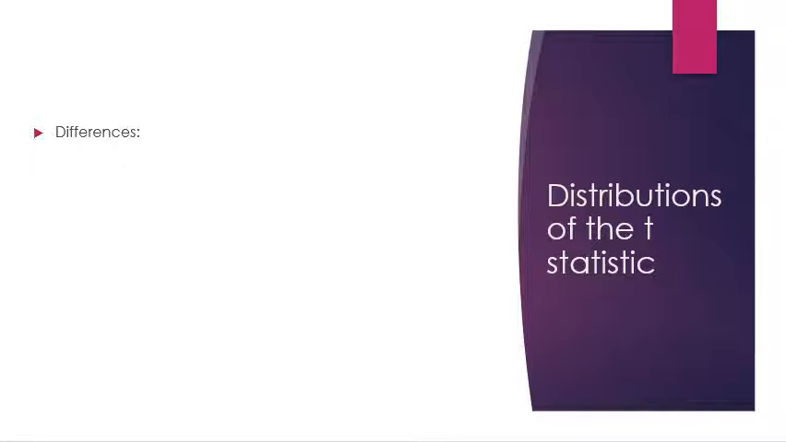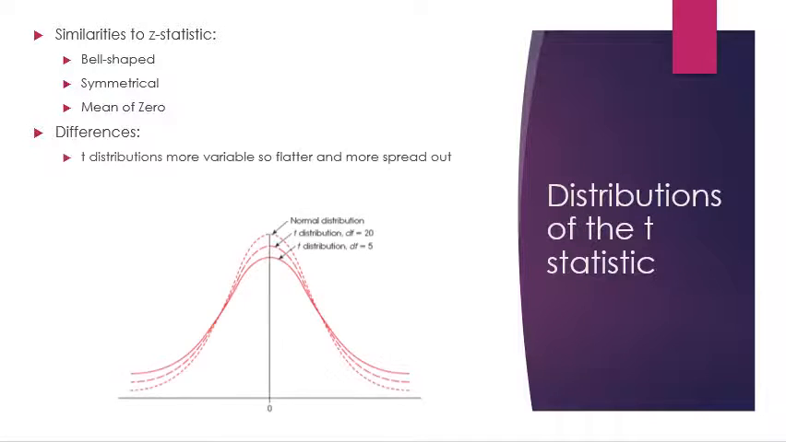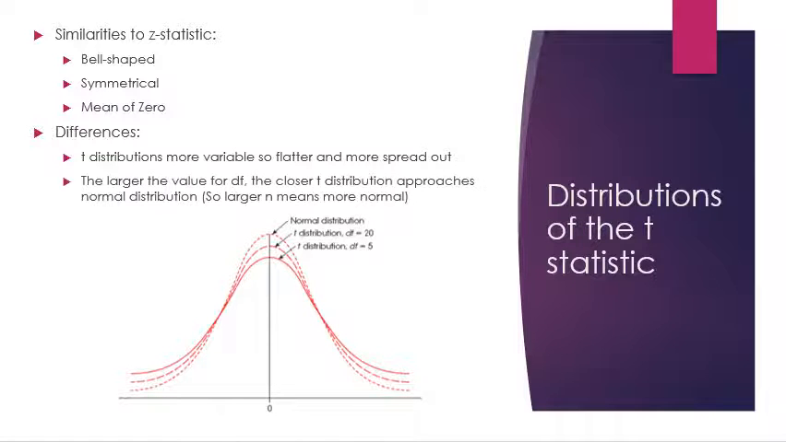Let's talk about the distributions of the t-statistic. Let's talk about similarities to a z-statistic first, and then we'll talk about differences. So similarities: the z and t are both bell-shaped. They're both symmetrical, and they both have a mean of 0. For the differences, the t-distributions are more variable, so they're flatter and they're more spread out.